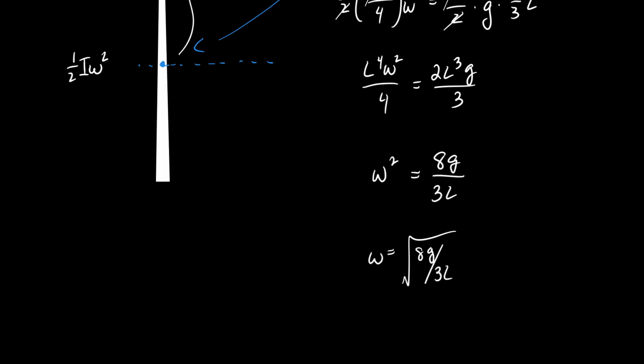g is in meters per second squared. L is in meters. So that gives me nothings per second squared. Take the root, that's nothings per second. So I get answers consistent with omega, which would be radians per second. So it's one way to check on my math.